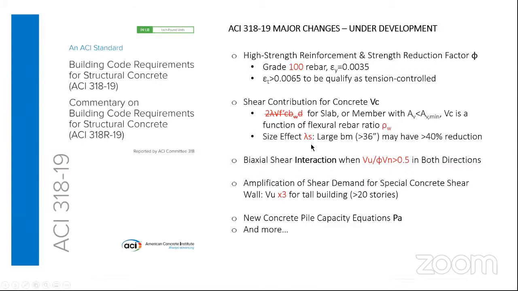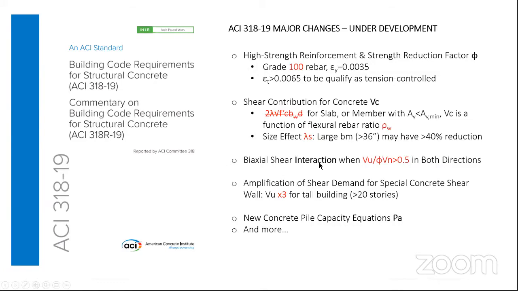Another factor that was introduced in ACI is the size effect. The size effect is essentially a phenomenon where the concrete strength reduces as the size increases. With this factor, for a large beam, for instance, if your depth is bigger than 36 inches, you may have a more than 40% reduction of the shear capacity term Vc. This is quite significant if you consider deep beams, where a big portion of the shear capacity comes from the concrete term Vc.